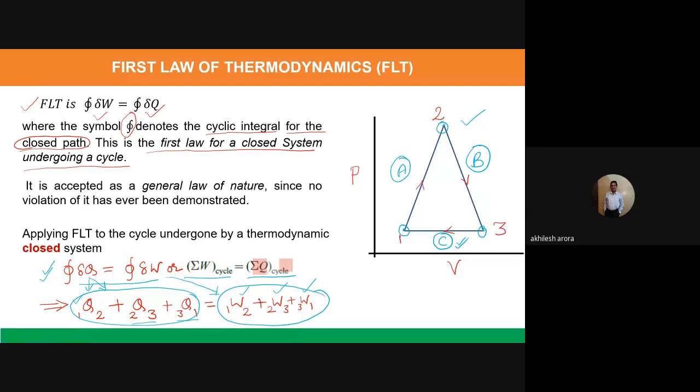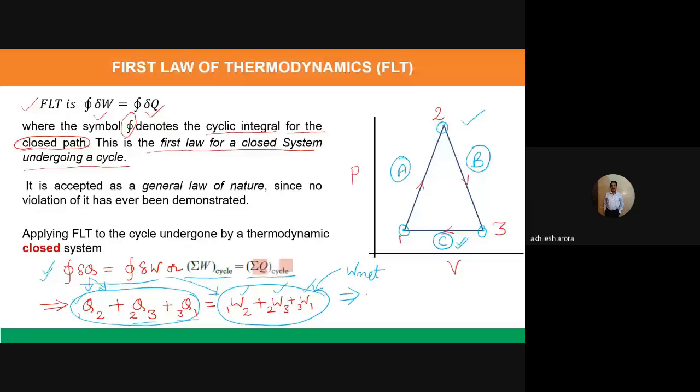Because there are three processes only, I will be able to calculate the sixth missing parameter. Now I can also write this in another fashion. If I add all these three works, I can always write W net. W net means whatever is the total work which is available to me from this cycle.